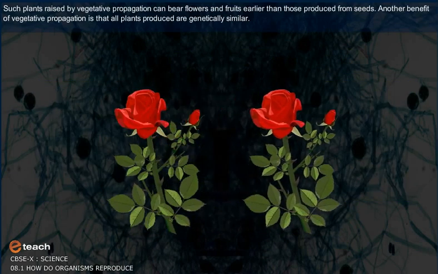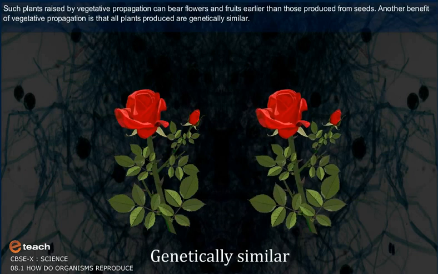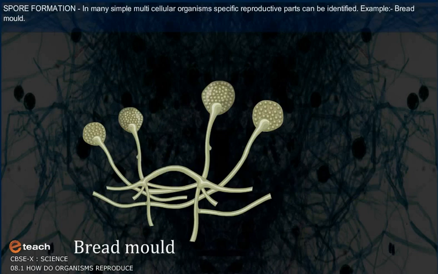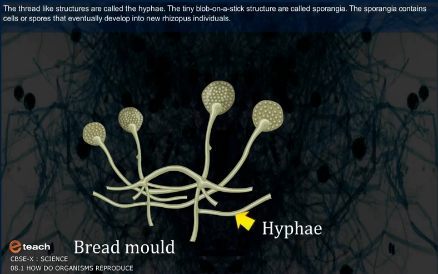Another benefit of vegetative propagation is that all plants produced are genetically similar. Spore formation. In many simple multicellular organisms, specific reproductive parts can be identified. Example, bread mold. The thread-like structures are called the hyphae.